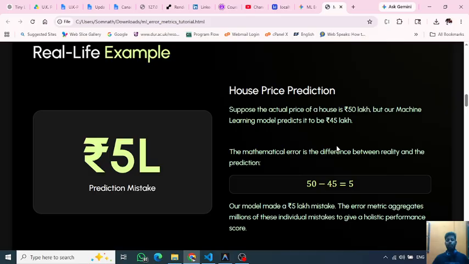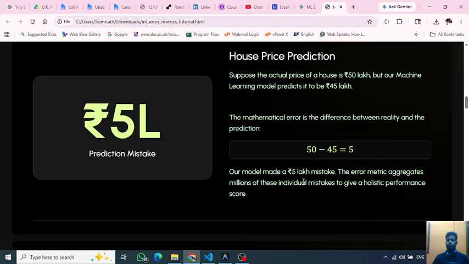Real life example: house price prediction. Suppose the actual price of a house is 50 lakh, but our machine learning model predicts it to be 45 lakh. So the mathematical error is the difference between reality and the prediction. Here our model made a 5 lakh mistake. The error metric aggregates millions of these individual mistakes to give a holistic performance score.